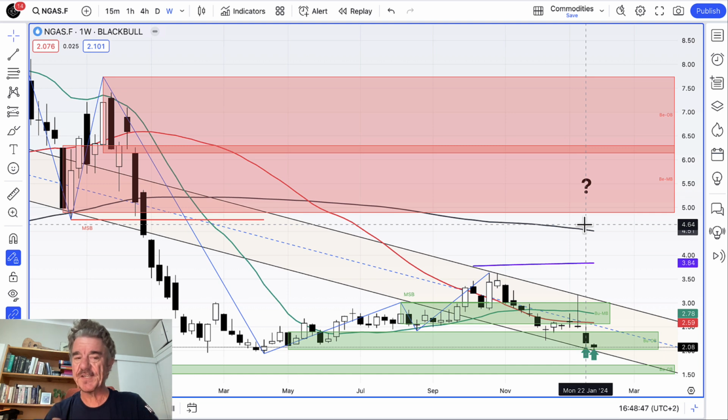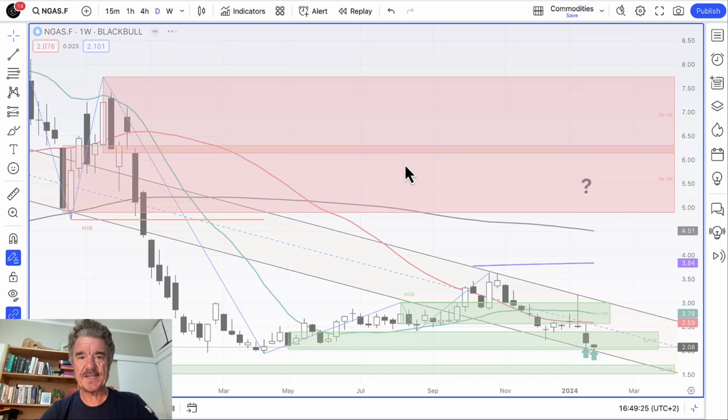In extreme cases, we could get up to the $5 and more level, but that would be an extreme event brought about by some sort of calamitous political or economic event. So whilst that's incredibly unlikely at this point, don't rule it out. The same with any drops down to 1.5 or lower. I think pretty unlikely, but don't rule them out.